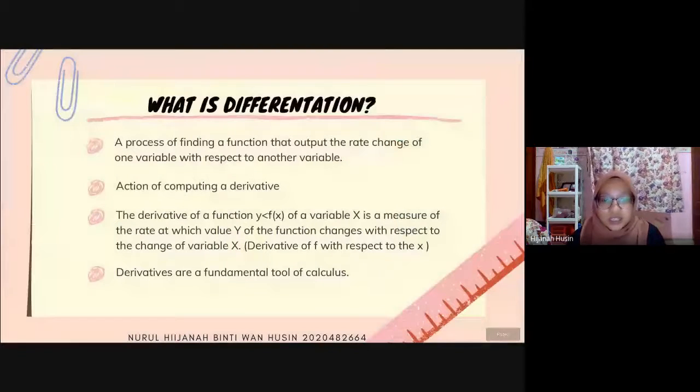So, what is differentiations? Differentiations is a process of finding a function that outputs the rate of change of one variable with respect to another variable. It is also the action of computing a derivative. The derivative of a function y equals f of x of a variable x is a measure of the rate at which the value y of the function changes with respect to the change of variable x. It's called the derivative of f with respect to x. Derivatives are a fundamental tool of calculus.